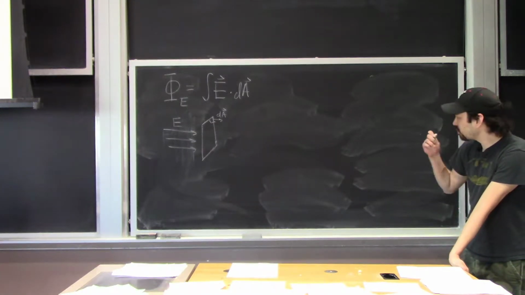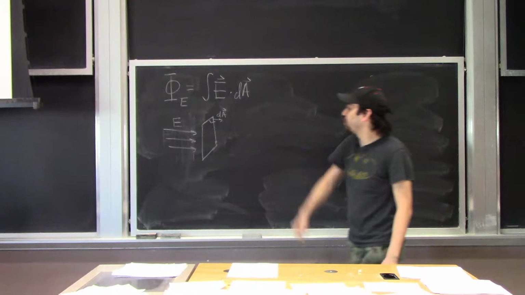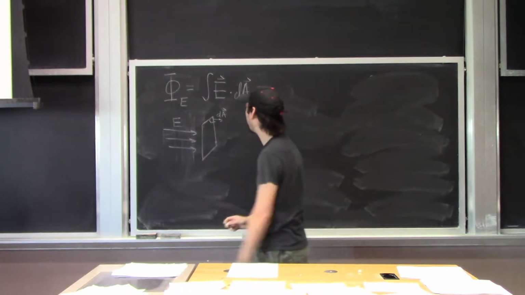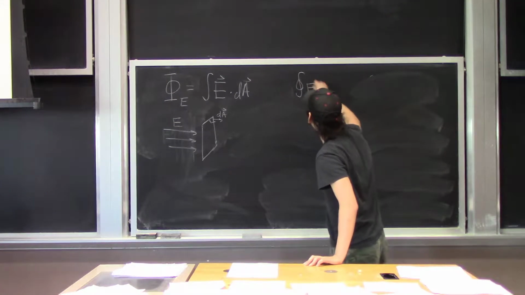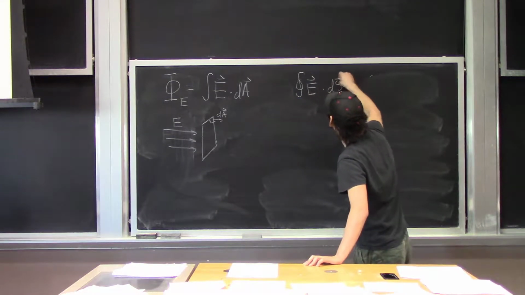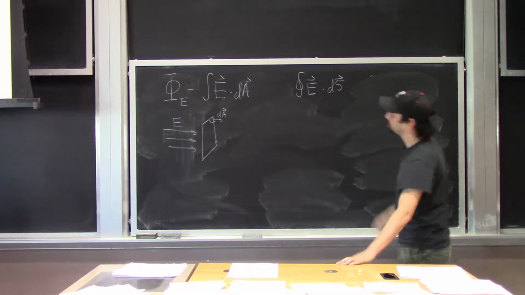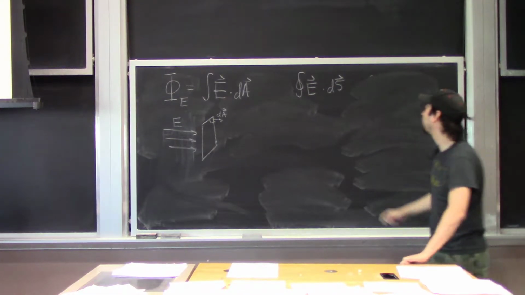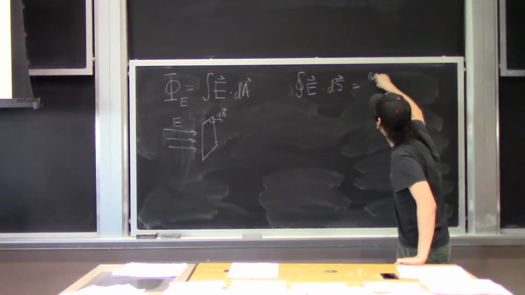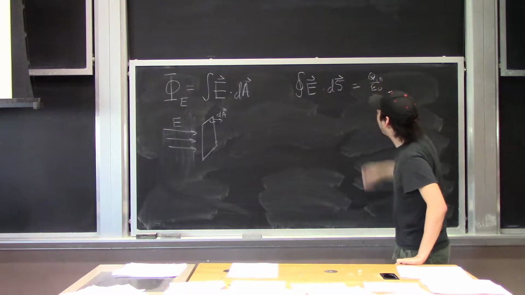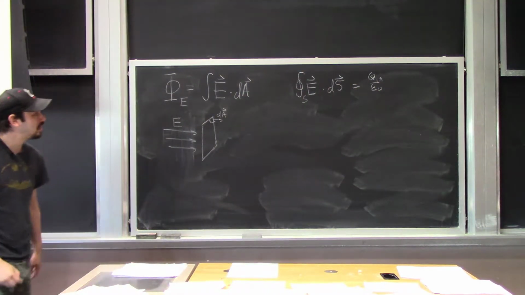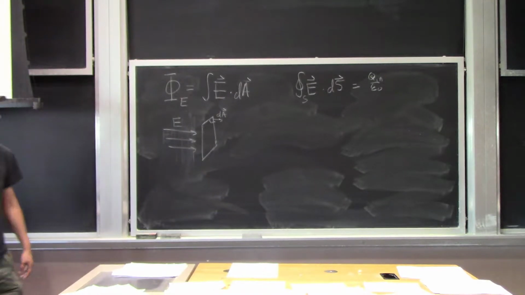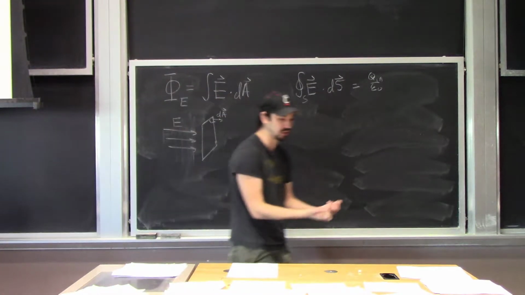Okay. So this is how you would talk about flux through a single area. But when we talk about Gauss's law, what we're really doing is trying to find what the total flux is through some closed surface. And what Gauss's law says is that the flux through the entire closed surface is going to be equal to the charge that's contained within the surface.